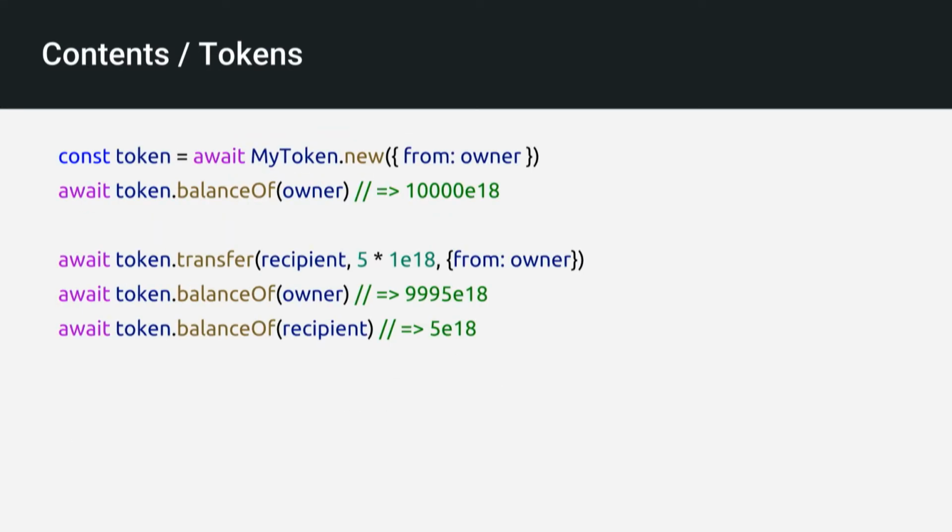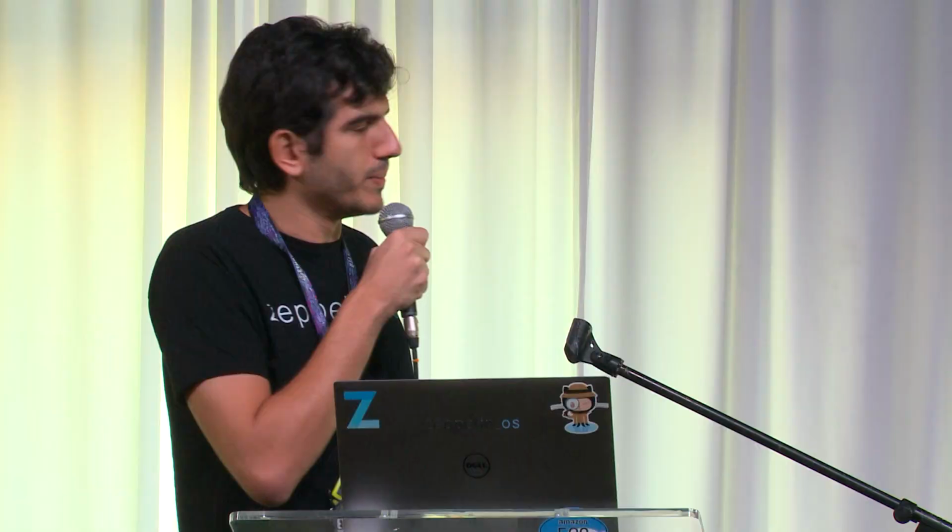Usage is straightforward. You just deploy the token. You can query the balance. You can transfer balance from the owner to a different recipient, so you can distribute the token around. And as you can see, if you query the balance afterwards, you'll see that it has indeed decreased. This is regular JavaScript code with async/await helpers to help a bit with the promises. You will see a bit of this in the code that we'll share in about 10 minutes or so.